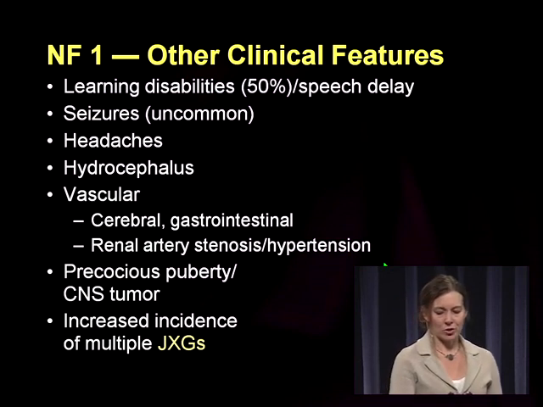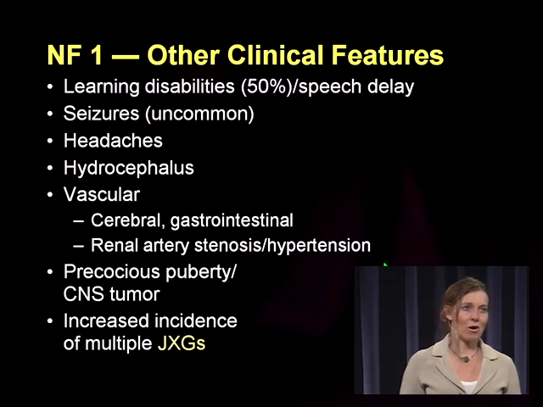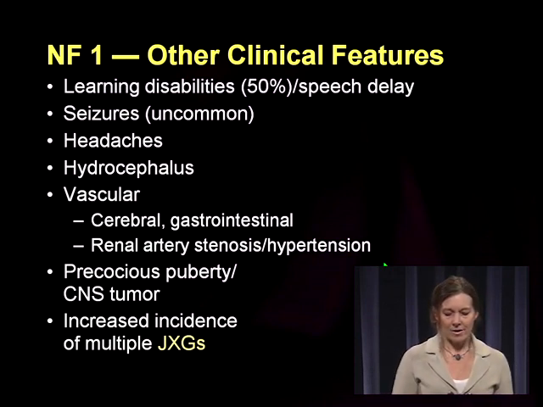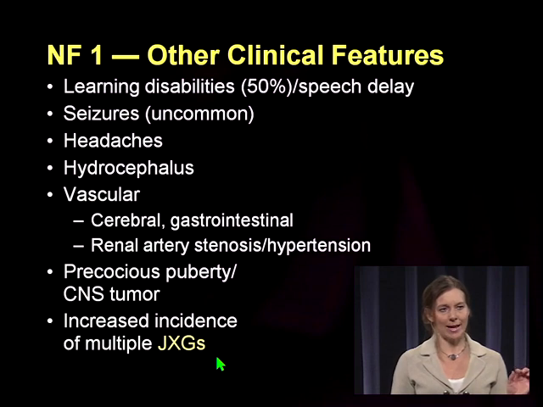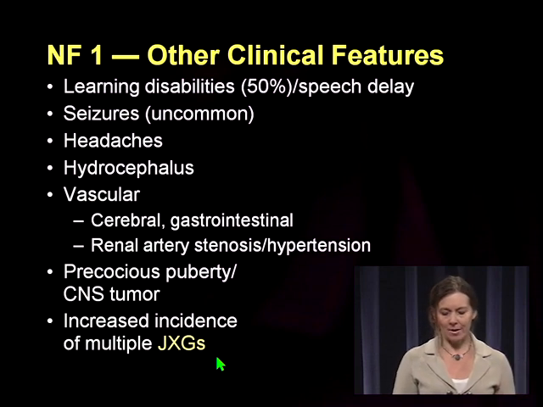We know that precocious puberty and CNS tumors are more common in the setting of NF. And then the dermatologists are pretty aware that they can get more juvenile xanthogranulomas, which are small benign tumors that have a very yellow appearance.